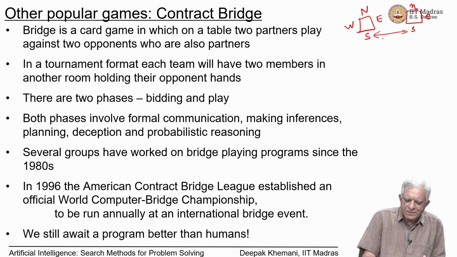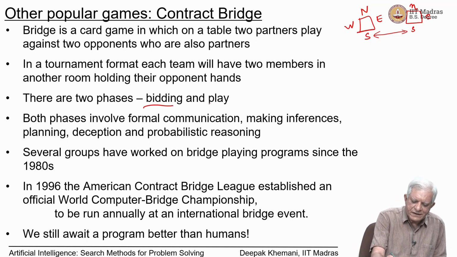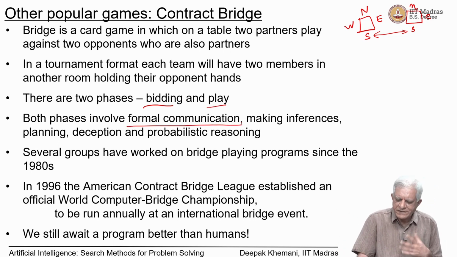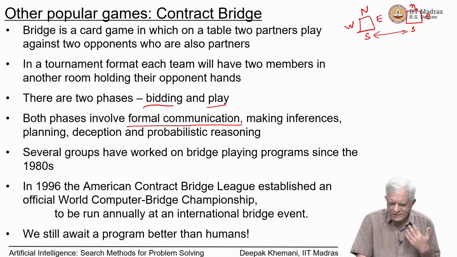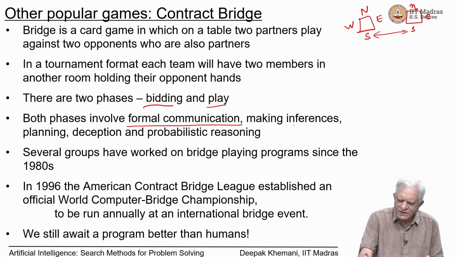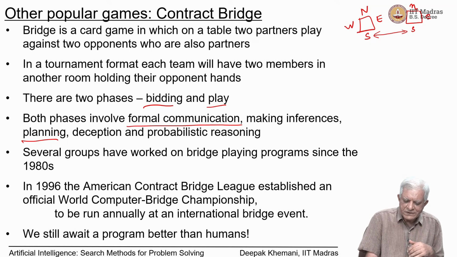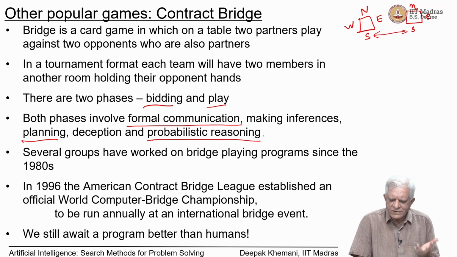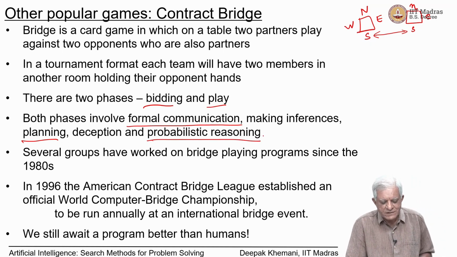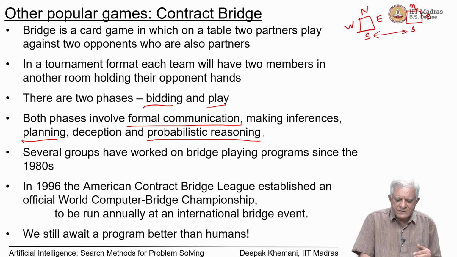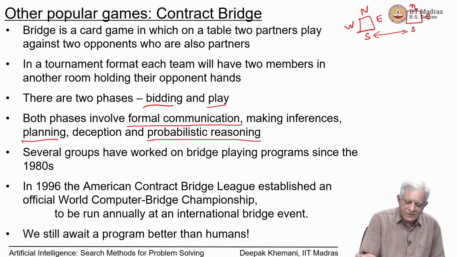Now, it is a fairly complex game. It has got two phases, one is bidding and one is play. Both phases involve formal communication. There are well designed coding systems which code the meaning of bids. Then you have to make inferences, you should know logical reasoning, you should be able to do planning, and deception is also a part of this game. And not to speak of probabilistic reasoning, because you can't see the other players' cards, so you have to work with probabilities.